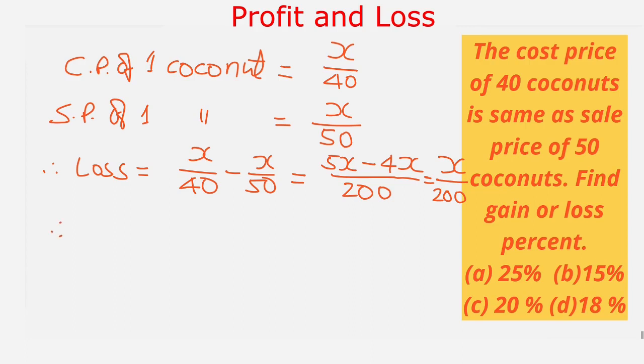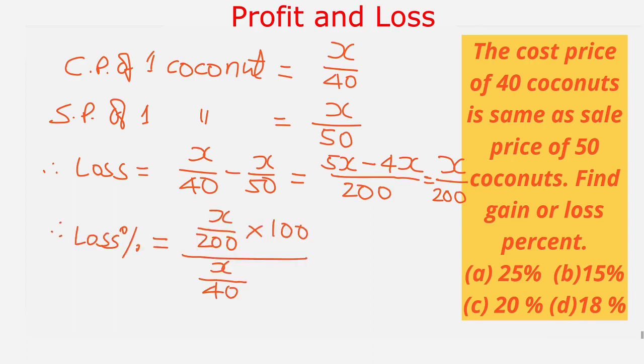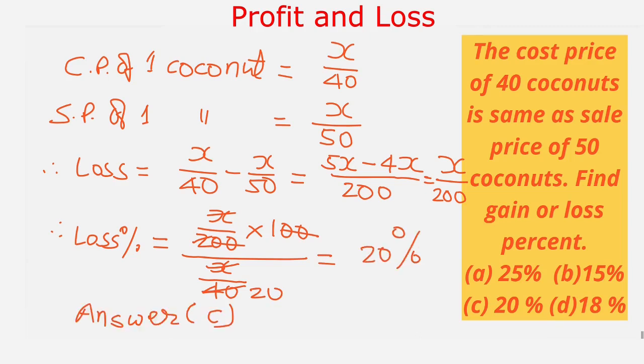Now loss percent. Loss percent is loss multiplied by 100 divided by cost price. Thus it is X upon 200 multiplied by 100 divided by X upon 40. The X of the denominator cancels the X of the numerator. The 2 zeros of 100 cancel the 2 zeros of 200, and 2 cancels 40 for 20 times, and the denominator becomes the numerator. So this is equal to 20%. And from the given options, our answer is option C, 20%.